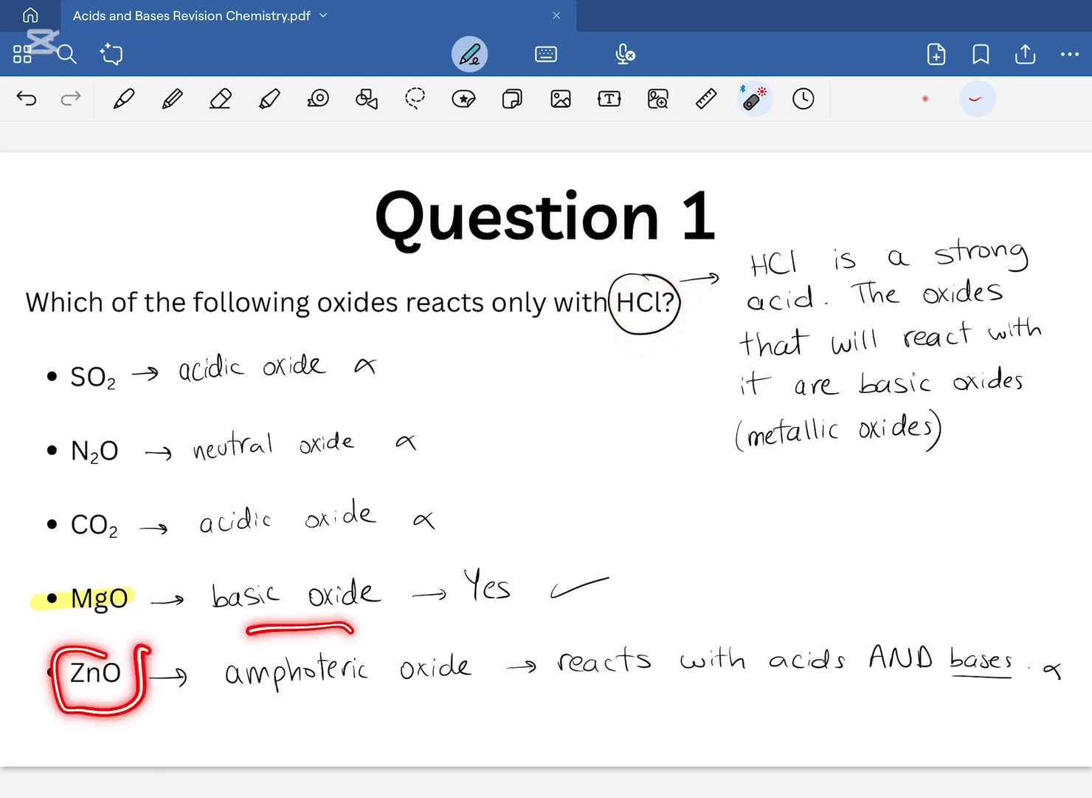ZnO is an amphoteric oxide. It's going to react with HCl, which is an acid, and it's also going to react with bases. So the only correct option is the magnesium oxide.